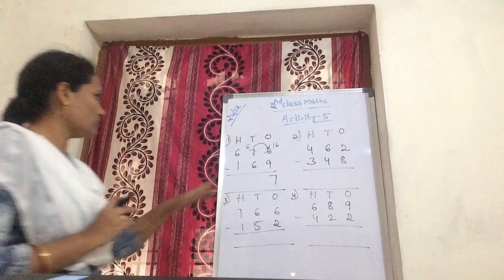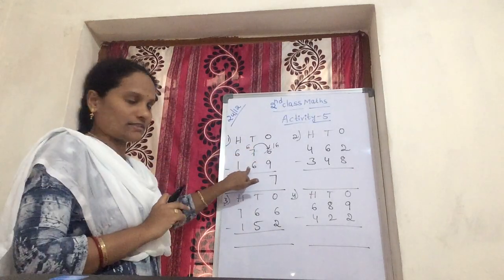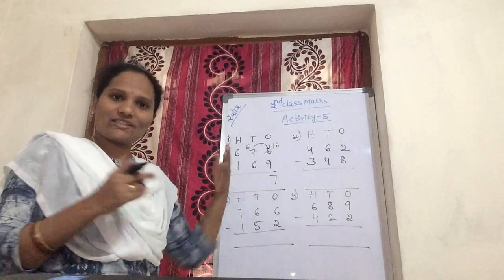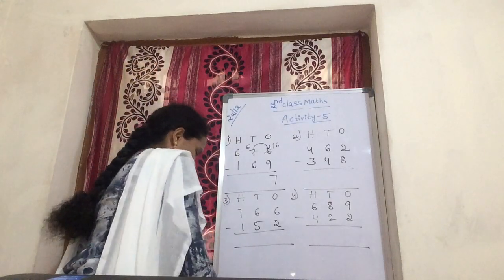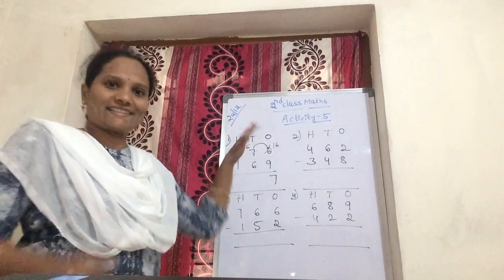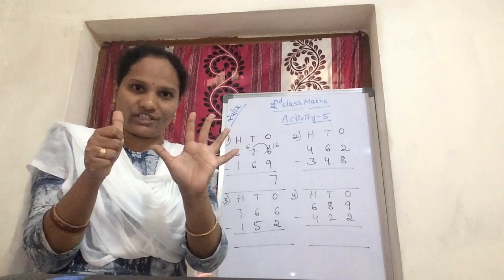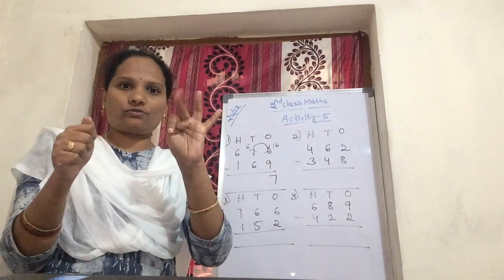Okay. Now coming to tens. In tens, 6 minus 6. 6 minus 6 is 0. Like this, I explain one example. First you are taking how many? 6. Okay, these are 6 fingers. You are removing how many? 6. 1, 2, 3, 4, 5, 6.